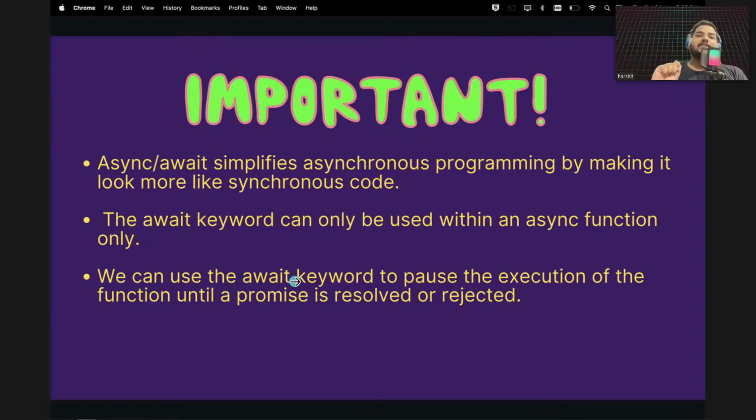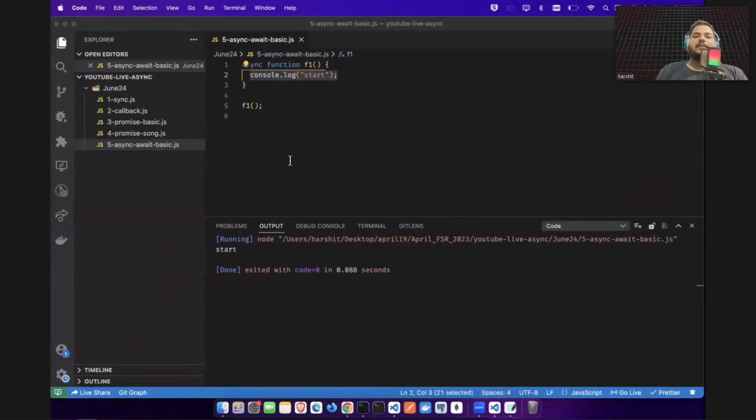Now, guys, let's understand where to use the await keyword. You will be using it inside this async function. When to use it? We can use the await keyword to pause the execution of a function until a promise is resolved or rejected. This is the very, very important point here. We will use await to get the resolved value, pausing for the promise to resolve. So let me define a promise here.